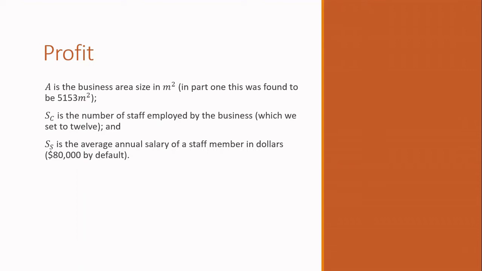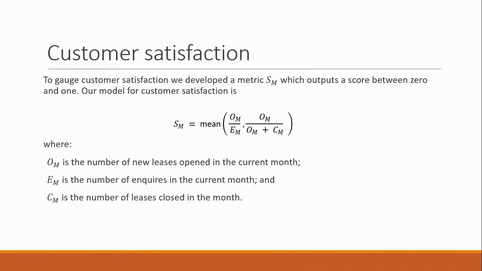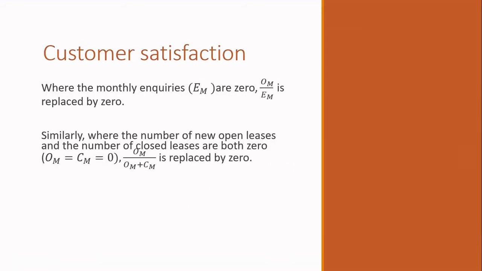A good business in an area like self-storage, where there are many competitors, also relies on customer satisfaction. To make sure we had a way of quantifying this, we came up with a model that output a score between 0 and 1, where 0 is complete customer dissatisfaction and 1 is complete customer satisfaction.